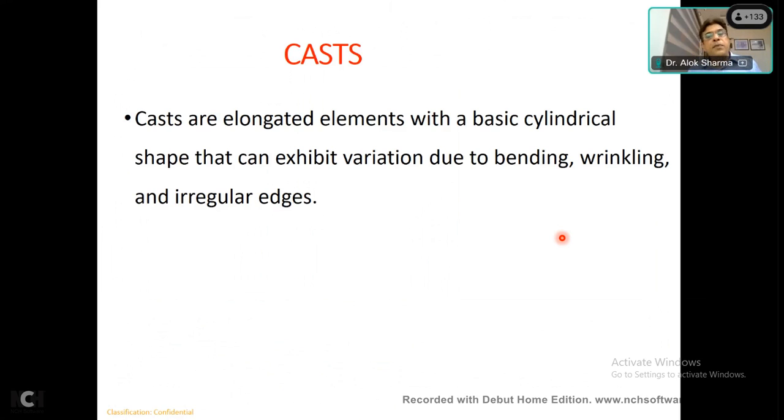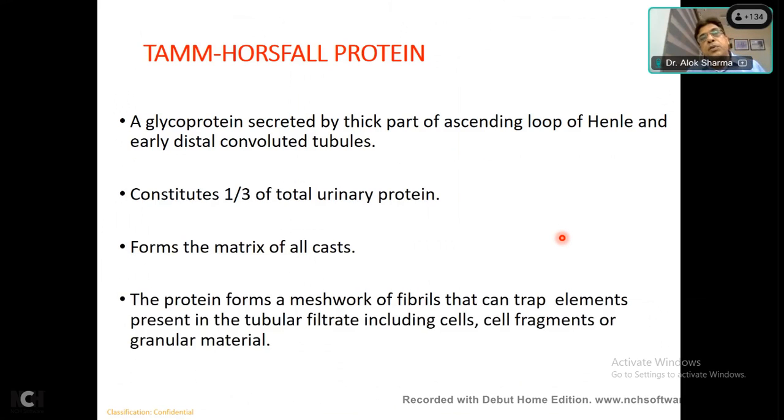Now, apart from this, when you specifically look at casts, this is another very important parameter of microscopic examination. If you want to define a cast, these are basically elongated elements that have a basic cylindrical shape, and they can exhibit great variation due to bending, wrinkling, irregular edges, whatever. Many times you have cellular elements embedded in the cast. And the basic constituent of all the casts is Tamm-Horsfall protein.